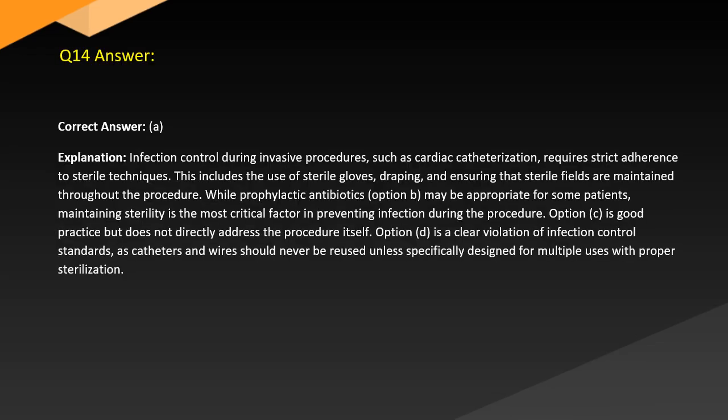Answer. Correct answer, A. Explanation. Infection control during invasive procedures such as cardiac catheterization requires strict adherence to sterile techniques. This includes the use of sterile gloves, draping, and ensuring that sterile fields are maintained throughout the procedure, while prophylactic antibiotics, option B, may be appropriate for some patients. Maintaining sterility is the most critical factor in preventing infection during the procedure.